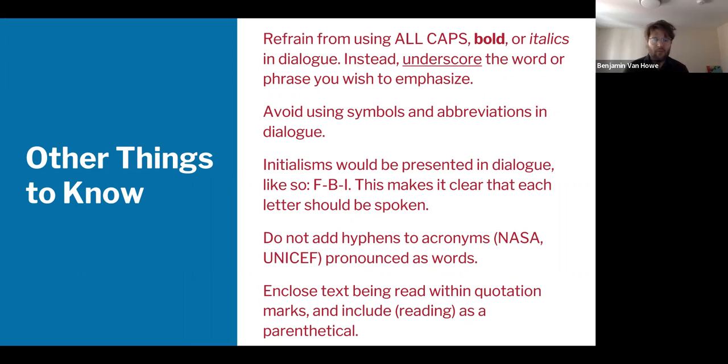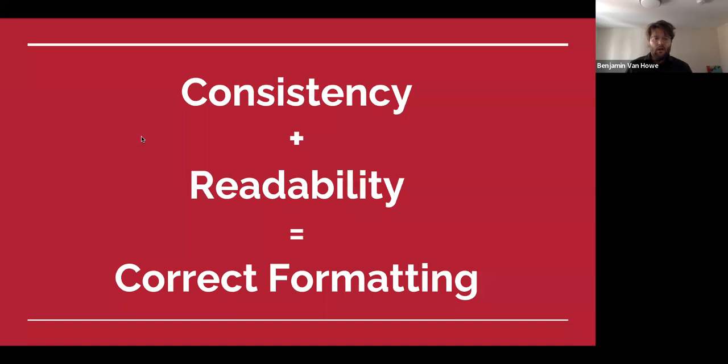Something to keep in mind is maybe something is being read by an actor. So you can put quotation marks around whatever is being read. So you imply they're reading the work of someone else, a text or a book. And then in parentheses, you can put something like "reading" to make that clear. So just keep in mind that as long as you're consistent and it's readable and clear, the formatting is correct. And if you follow some of those guidelines, that's kind of industry standard as of now.